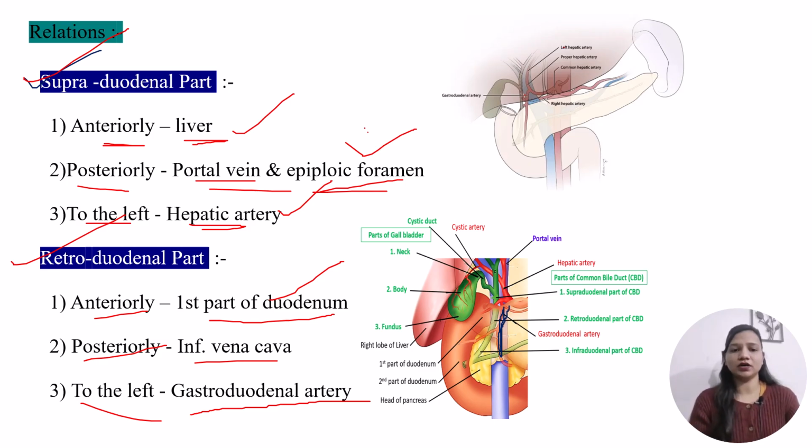Okay, so in the supraduodenal part we have seen on the left there is presence of the hepatic artery, and in the retroduodenal part to the left there is presence of the gastroduodenal artery. Okay, so I hope this point is clear in your mind. What are the relations of the supraduodenal and retroduodenal part of the bile duct?